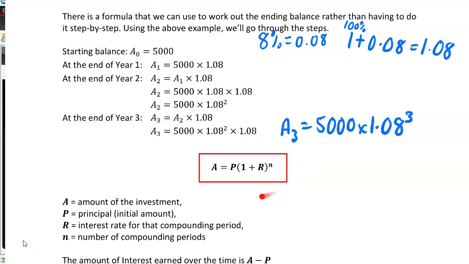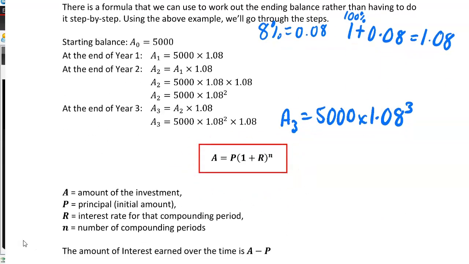So that's how we get this formula here, where A is the amount of the investment at the end of that period. P is the principal, the amount we invested, times by 1 plus R, where R represents the interest rate for that compounding period. Now here our compounding period was a year.